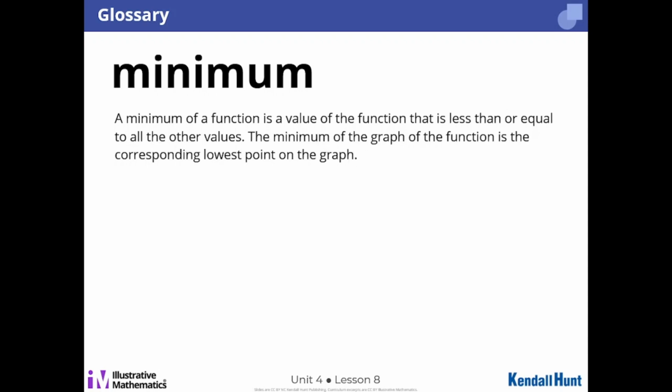Our next term is minimum. This is just the opposite. Now we are looking for the lowest y value on the graph, or we could be looking for a local minimum where we're limiting ourselves to a specific domain of x values and we're looking for the lowest y value within that domain.